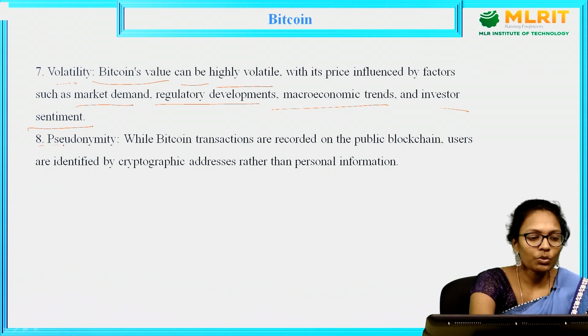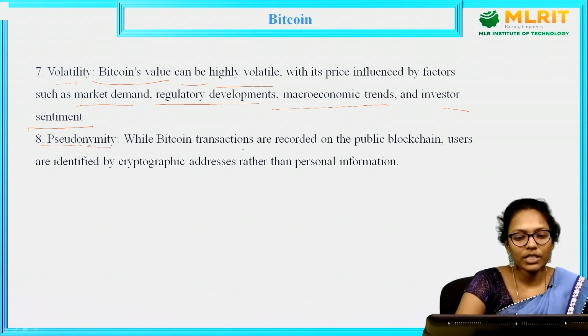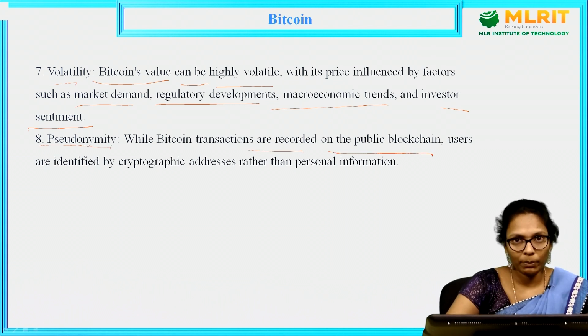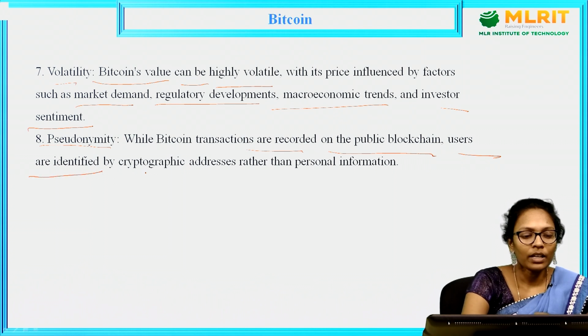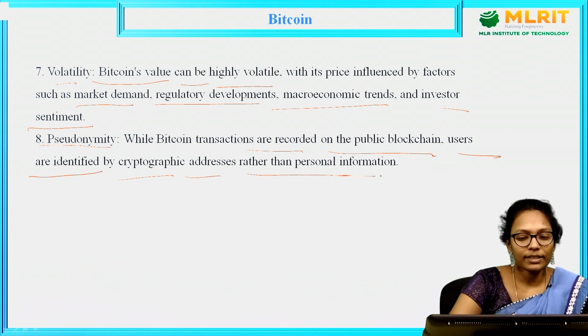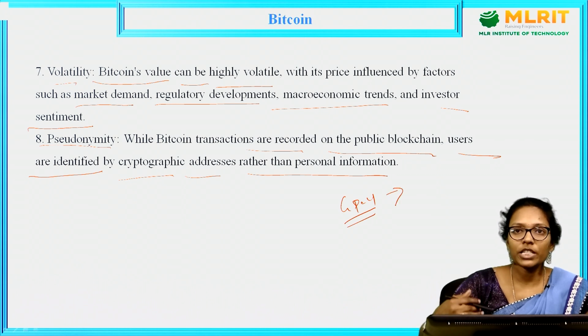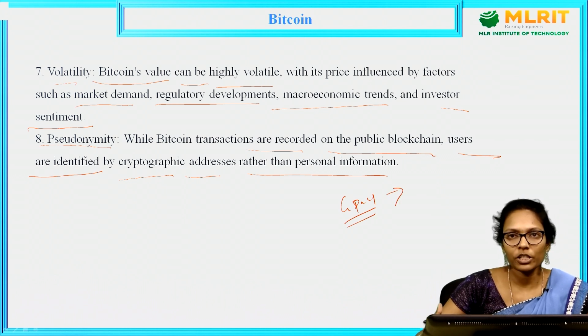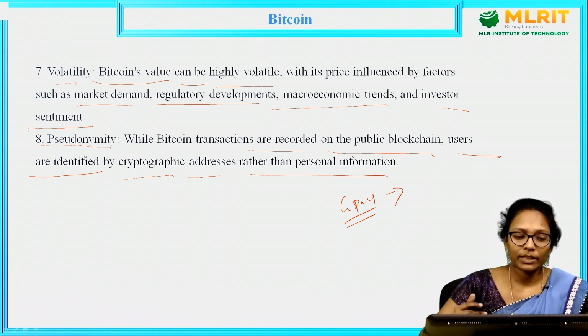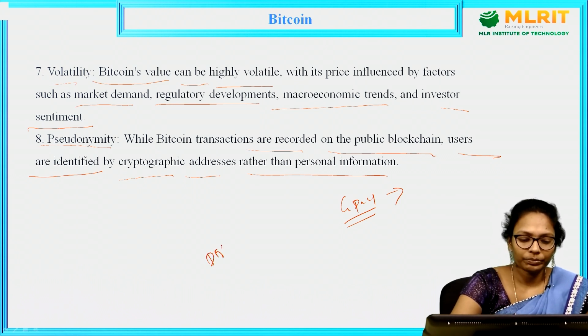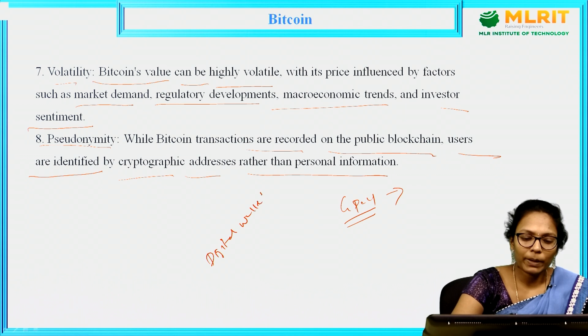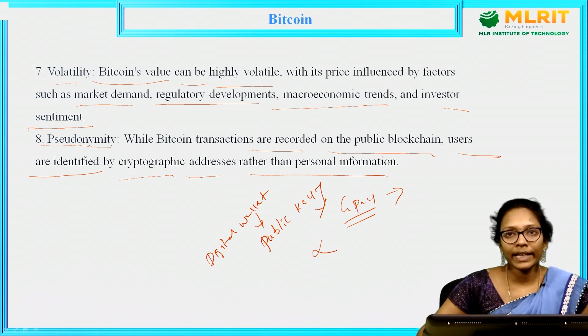So next is pseudo-anonymity. While Bitcoin transactions are recorded on the public blockchain, users are identified by a cryptographic address rather than personal information. Now if I give a person my GPay number, they will get to know my information, like my name is so and so, my number is so and so. But with this digital wallet, if I give my public address, public key to anyone, they cannot get the identity of that person.